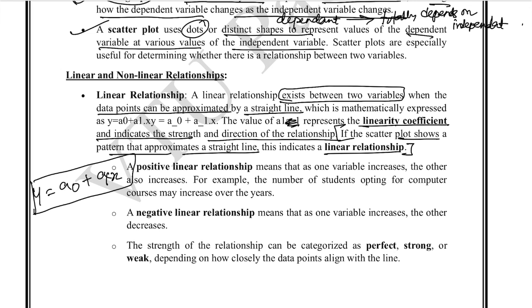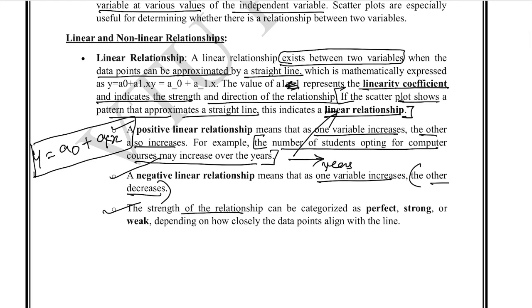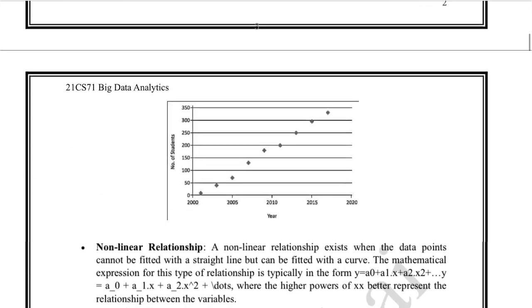Next we have the positive linear relationship, negative linear relationship, then perfect, strong and weak linear relationship. A positive linear relationship means that when one variable increases, the other also increases. For example, the number of students opting for computer science courses may increase over the years. That means when the years are increasing, the students also increase. Correct? A negative relationship means that if one variable increases, the other decreases. At the same time, the strength of a relationship can be either perfect, strong, or weak depending upon how close the data points lie to the line.